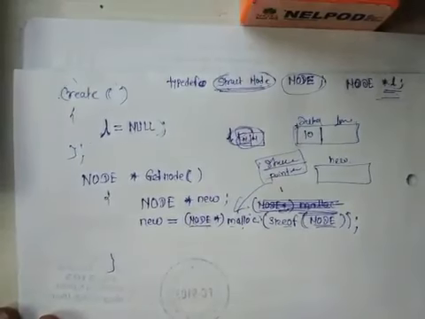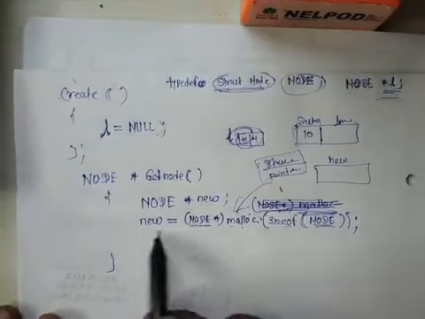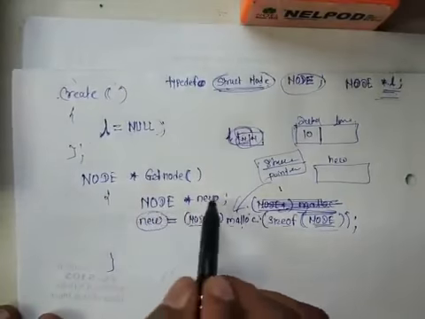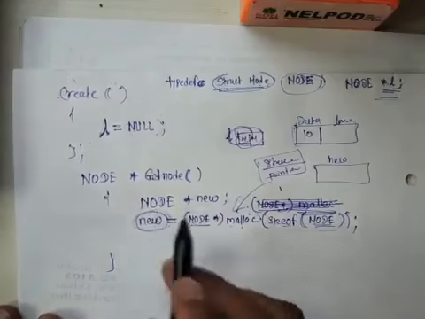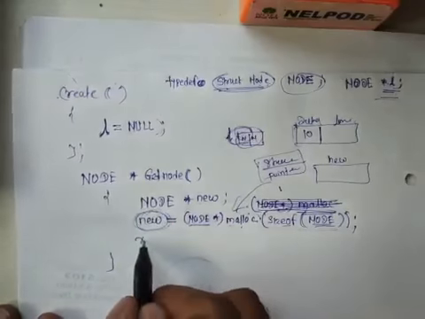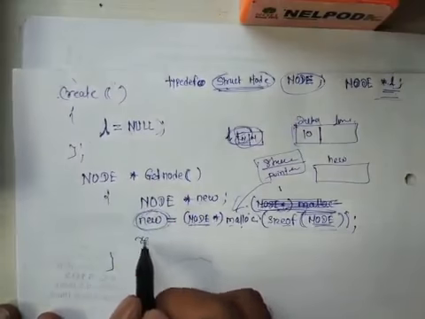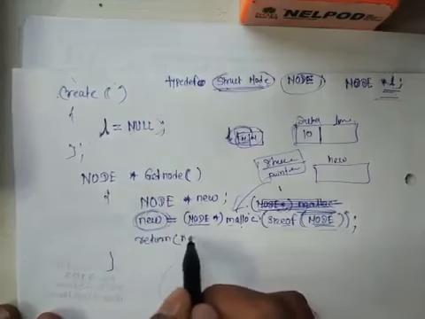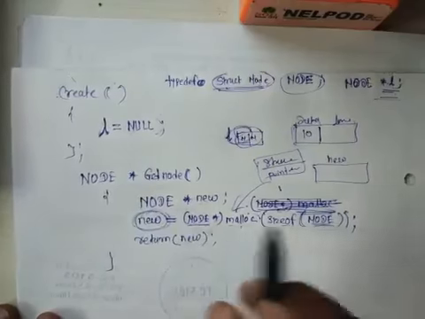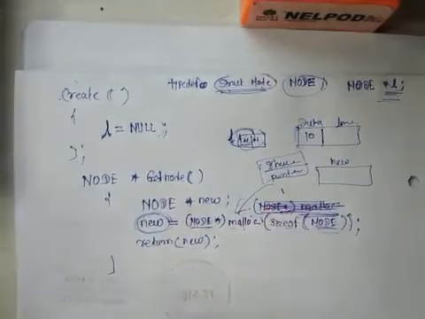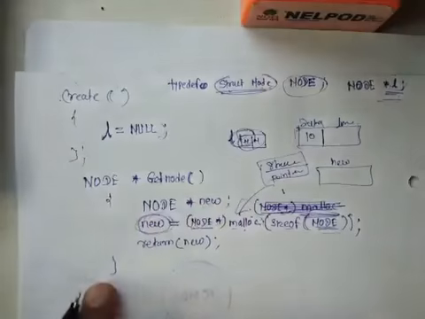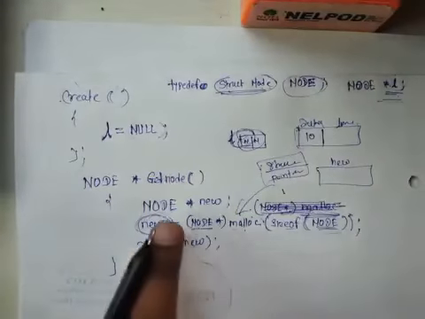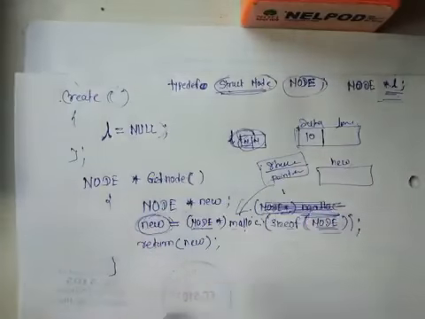Now here what we did, we allocate dynamic memory for the variable new, not keyword, the variable new, and from this function we return this variable to the function which called it. So basically getnode allocates dynamic memory.